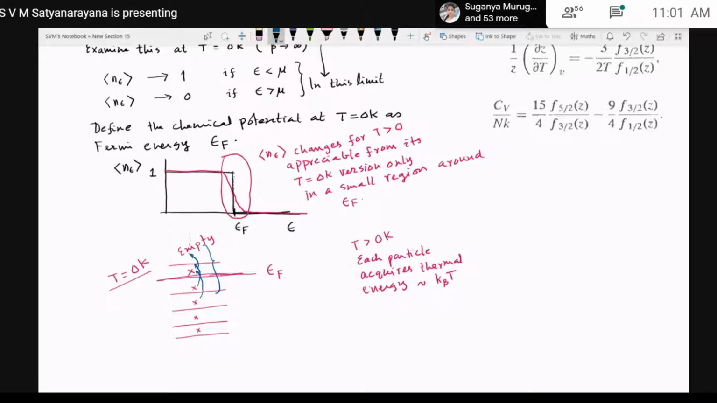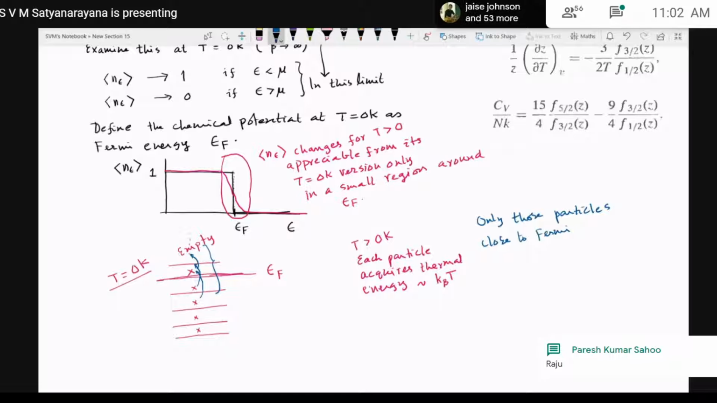So what we have is only those particles close to the Fermi level participate in excitation. Hello, any question? Close to the Fermi level participate in excitation. Others will have no effect on this.